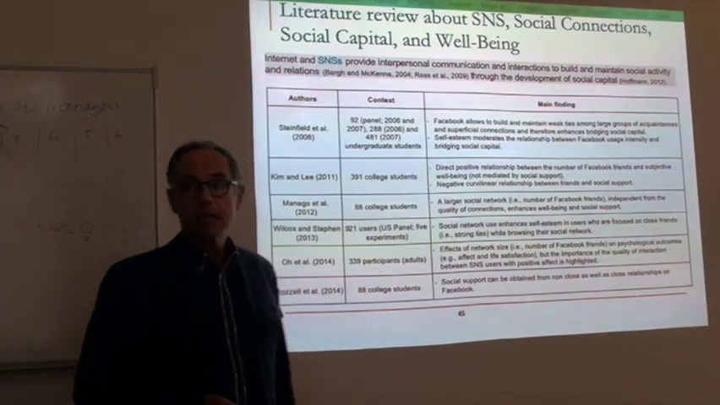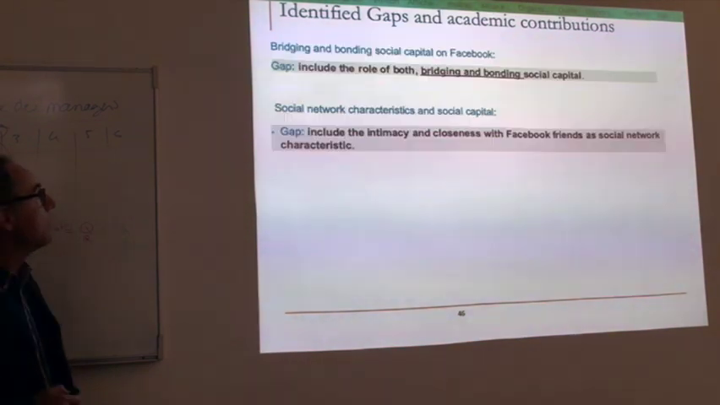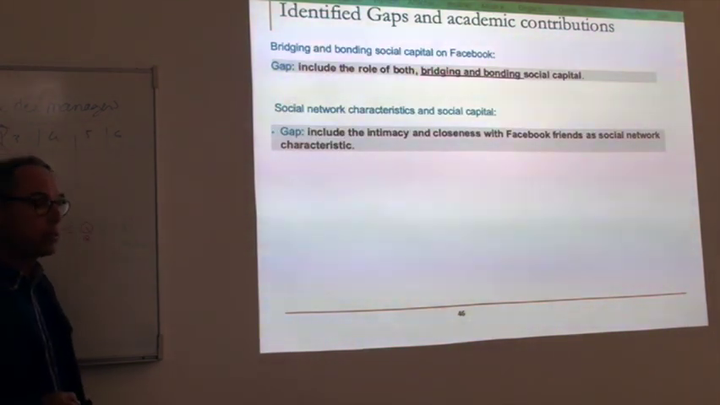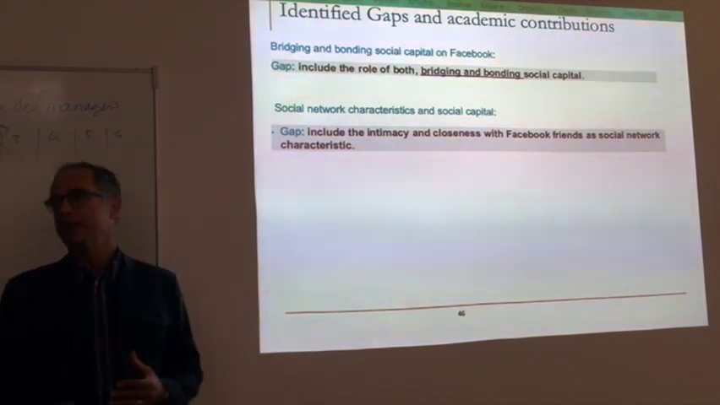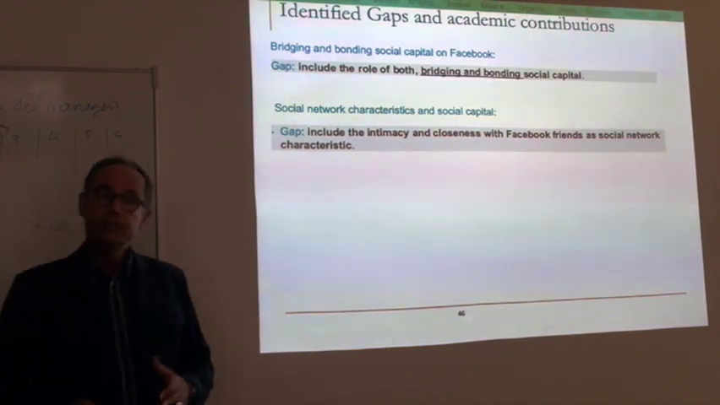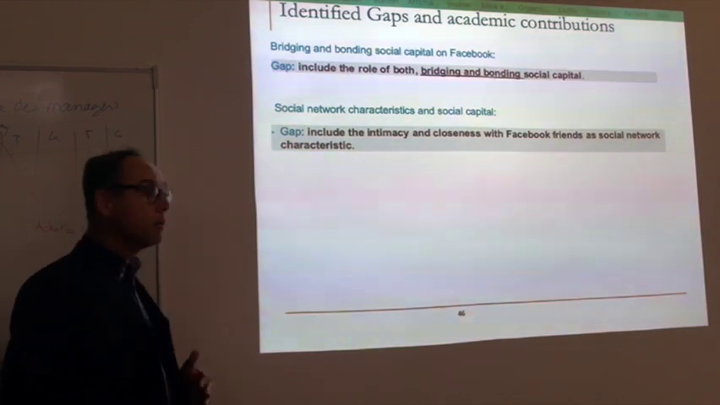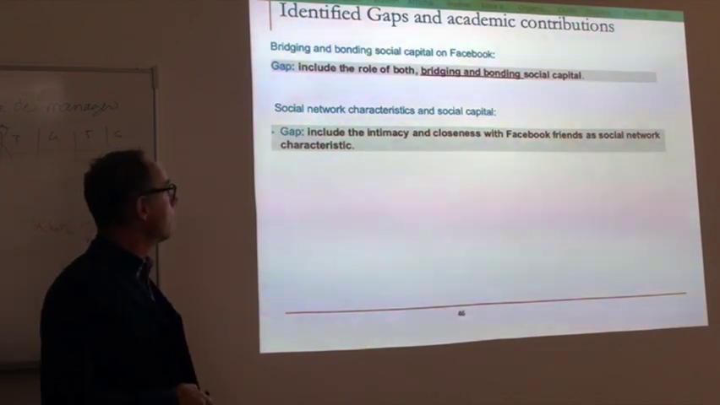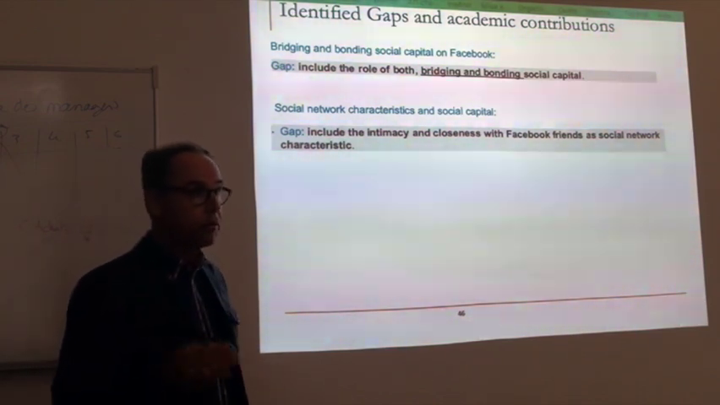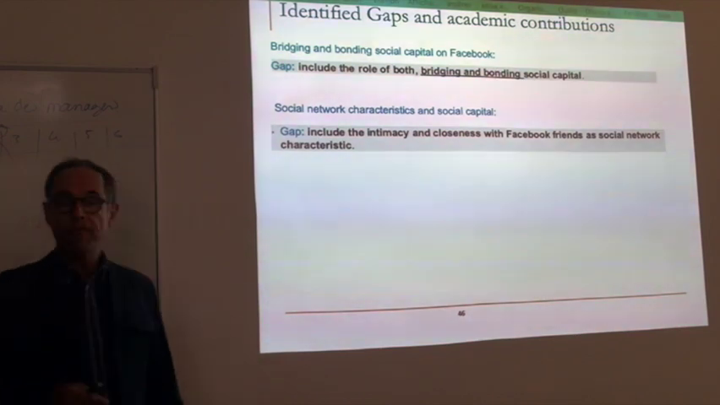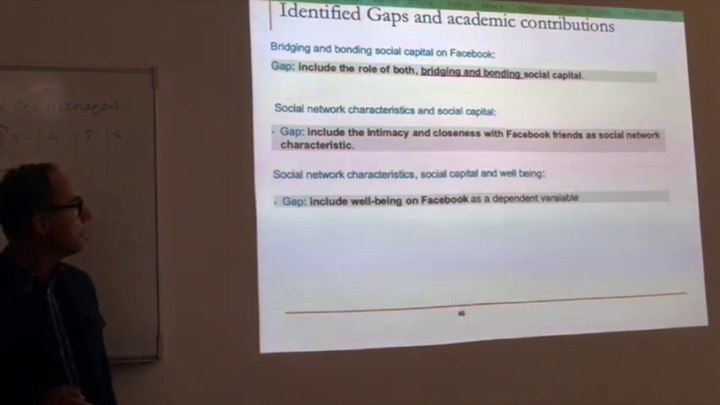Another gap is that there are two facets. We include both bridging and bonding social capital. Bonding are very close links and bridging are very loose links. So we include both facets, whereas most research only includes one of them. We also included an intimacy and closeness index with friends in order to see if the impact varies according to the intimacy we have with friends on social media.